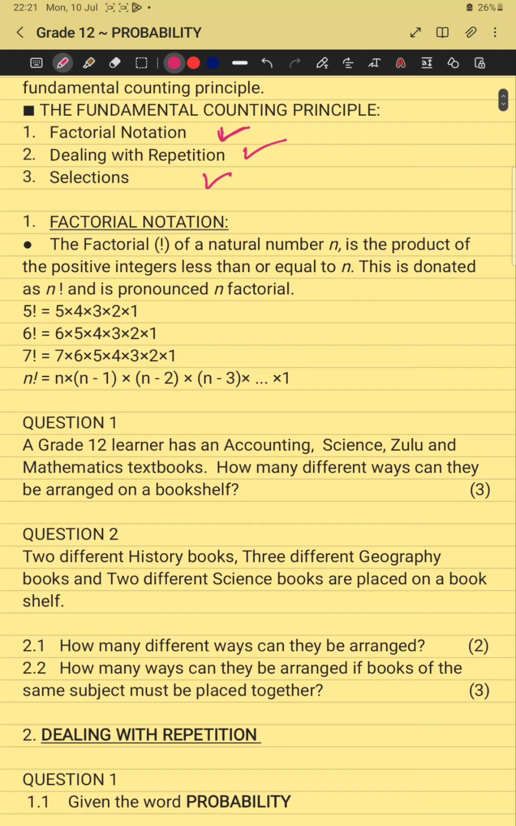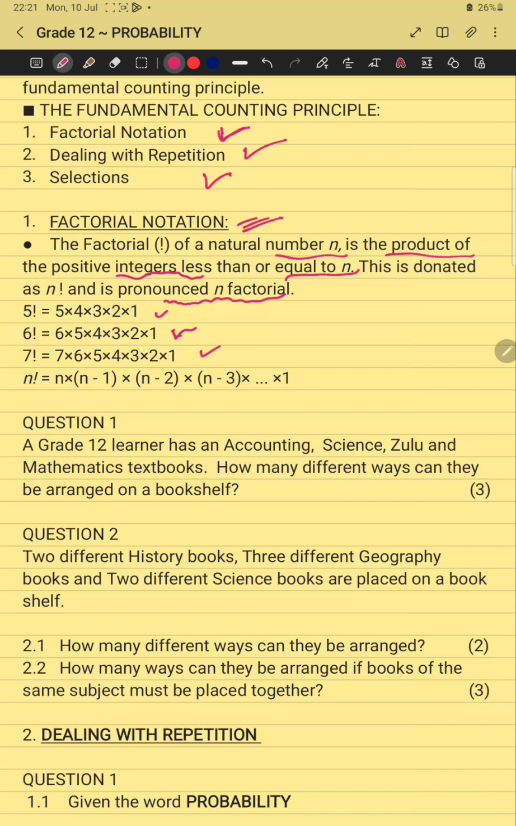Now when you talk about factorial notation over here, it says the factorial notation of a natural number n is the product of the positive integers less than or equal to n. This is denoted as n! and is pronounced n factorial. So this is an example of factorial, the first one, the second, and the third one.